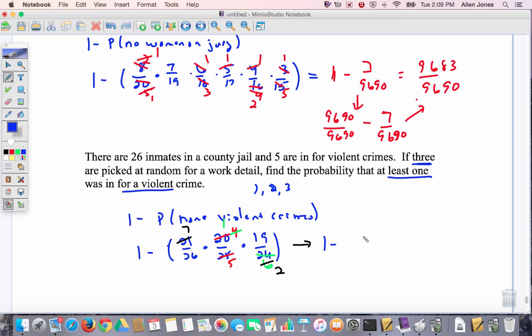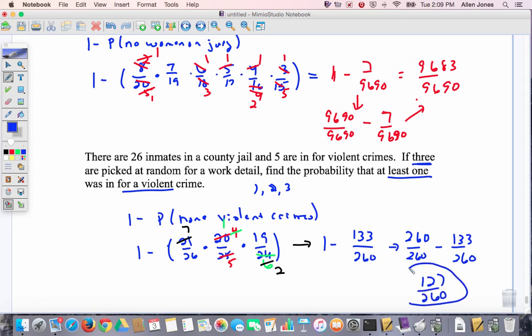And the 21 and the 6 can both be divided by 3. So I'm going to go down to a 7 and a 2. And it looks like that's probably all the farther I can go. So I have 1 minus, and across the top, 7 times 19 is 133. 26 times 5 times 2 is 260. And 1 minus that, I'll go the long version, 260 over 260 minus 133 over 260 gets me 127 out of 260. So there is a look at our multiplication rules.